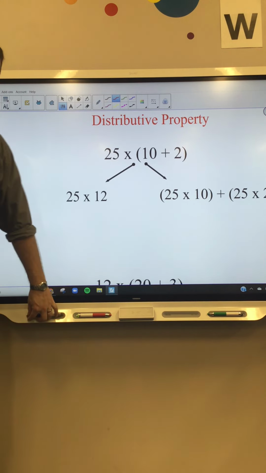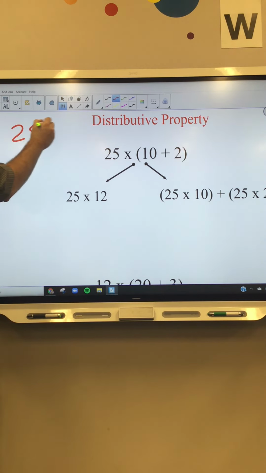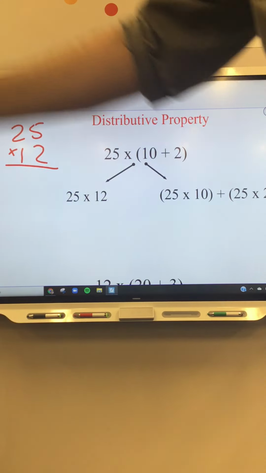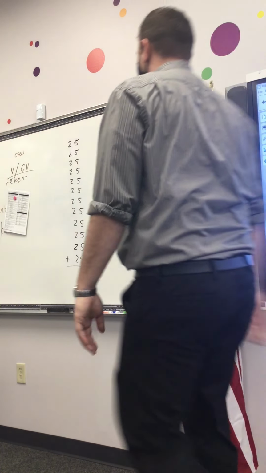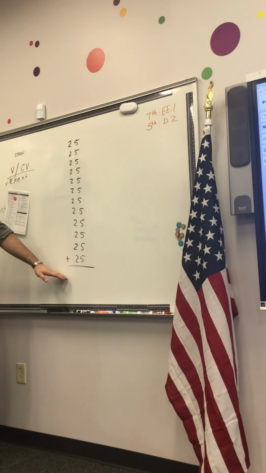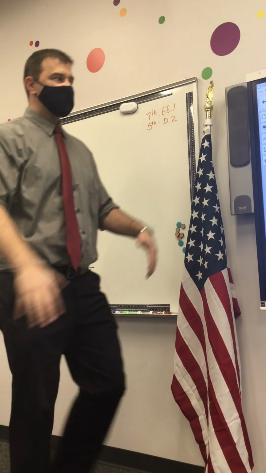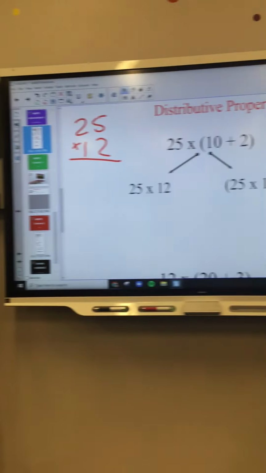All right, now, here's a different way to think about this type of multiplication. Okay, I'm going to start with a problem of 25 times 12. 25 times 12 means I've got 25 12 times, right? I put that up on the board over here. I've got 25 12 times. 25 plus 25 plus 25, all the way down here, right? That's what that means.